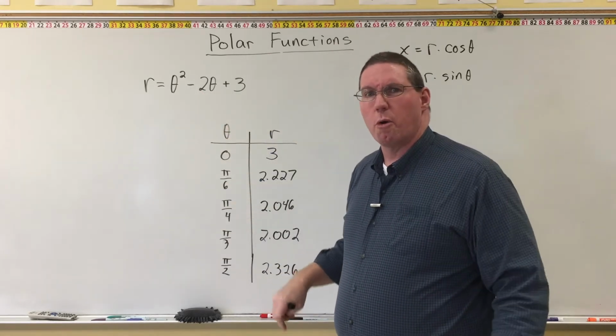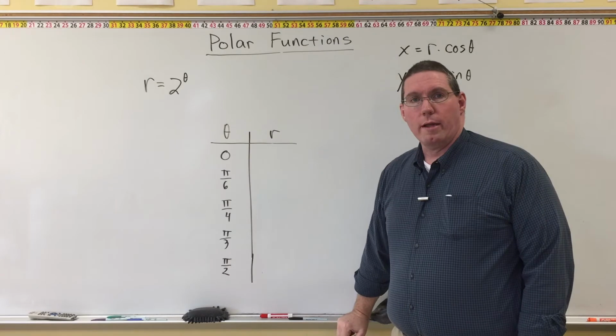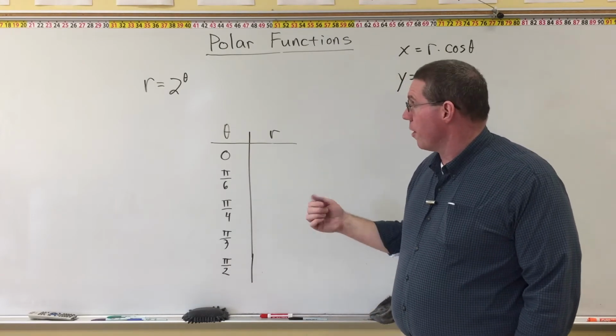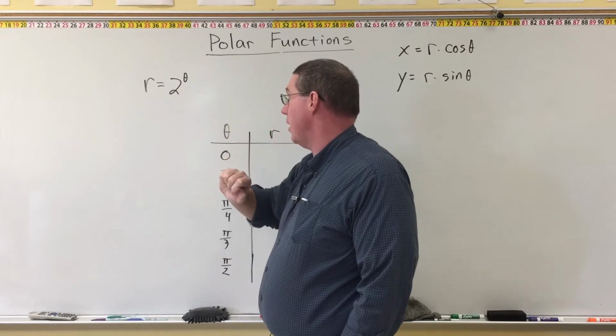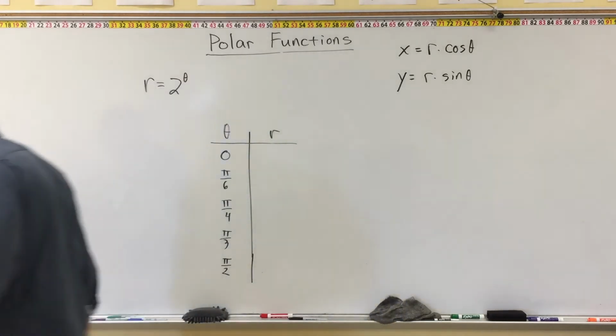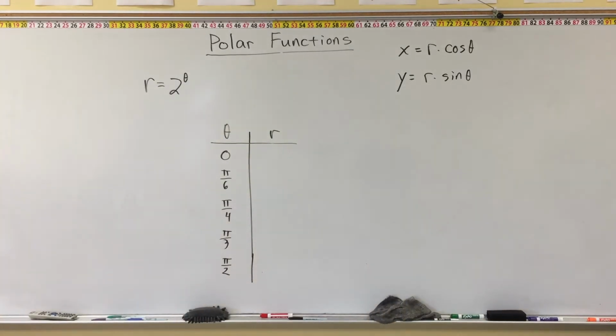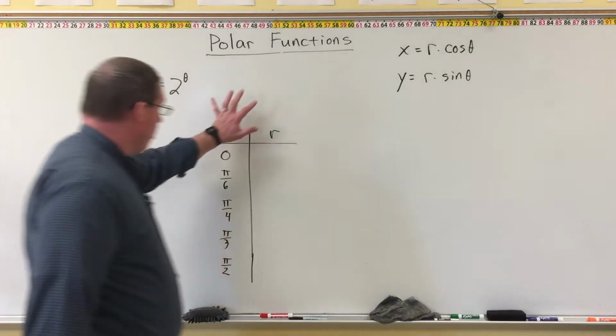Let's just try one more with something a little crazy. All right, so here's one. It's a little crazy here. Let's say that r is equal to 2 to the power of theta. Let me grab my calculator. I left it over here. And then here's our t-chart.